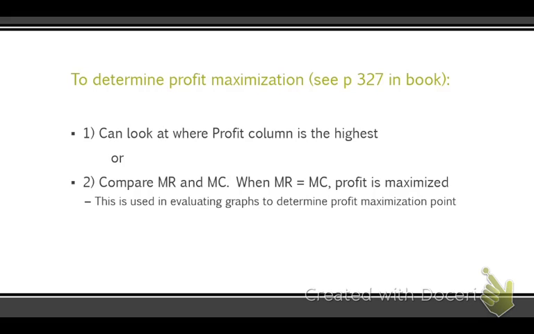Oh, it's not up here. Let me put it up here. We'll use this when we evaluate graphs to determine the profit maximization point. And I'll draw it up here in a second to show you how we determine that.